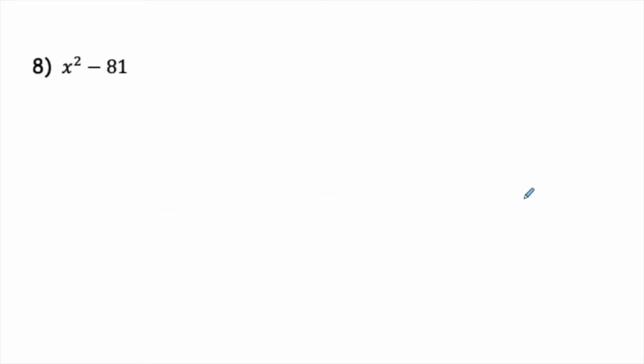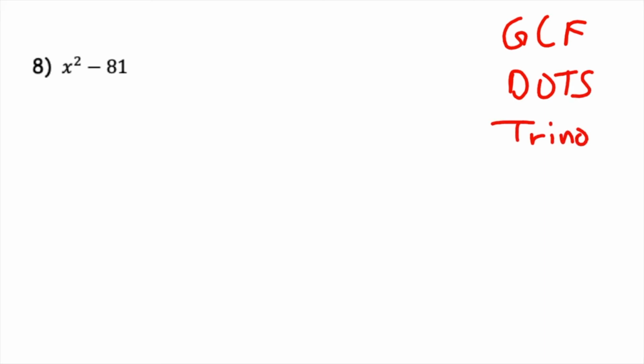Next, first thing we always look for is a GCF, okay? So we're going to look for a greatest common factor, and then we look for the difference of 2 squares, and then if it's none of those, that means it has to be a trinomial. Okay, so GCF, is there some number or variable we can take out of both of these? No, so that one is out.